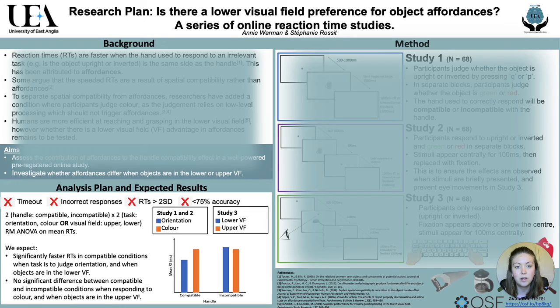Following data exclusion, we plan to conduct a series of 2x2 repeated measures ANOVAs. In studies 1 and 2, we expect tasks to interact with handle compatibility, with a response advantage in compatible conditions when the task is to judge object orientation, but not when the task is to respond to the colour. In study 3, we expect a response advantage for compatible conditions when objects are presented in the lower visual field, but not when objects are presented in the upper visual field.